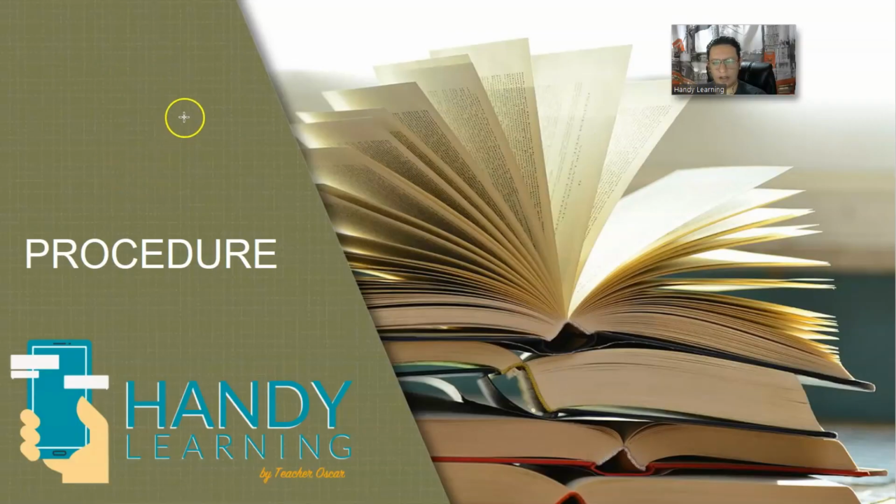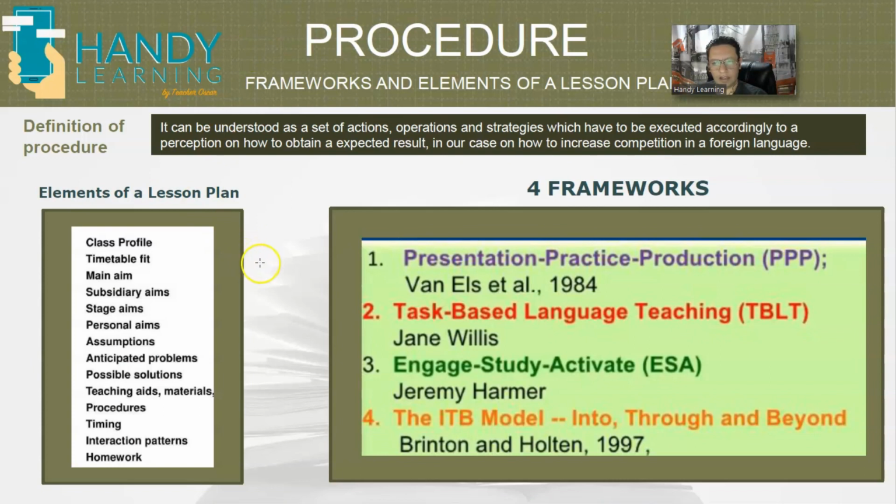Then let's talk about procedure. A procedure can be understood as a set of actions, operations, and strategies which have to be executed according to the perception of how to obtain an expected result. In our case, how to increase the competence in a foreign language. Okay, then the procedure is how we put all the different techniques into order.